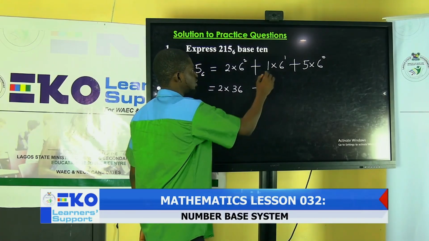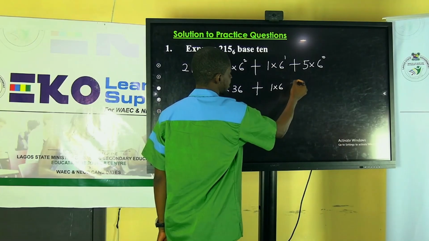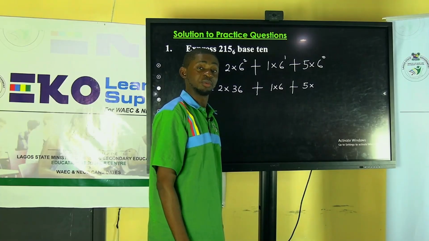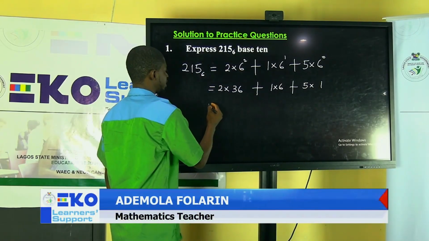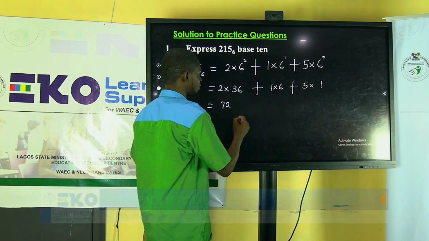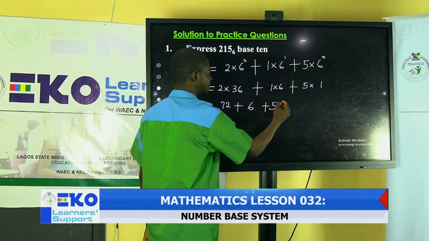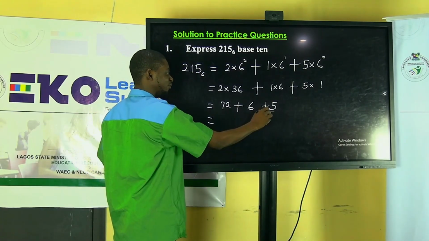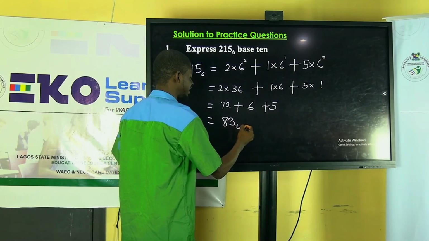Plus 6 raised to the power of 1 is 6. That's 1 times 6 plus 5 times 6 raised to the power of 0. Remember, anything raised to the power of 0 is 1. So we can simplify this: when you multiply this, it gives us 72 plus 6 plus 5. It's looking like what you have gotten, right? Fantastic. So this one gives us 11 plus this, and this gives us 83 base 10.